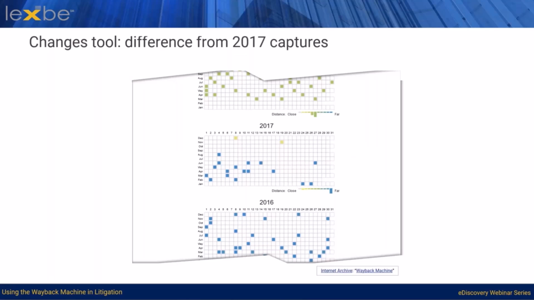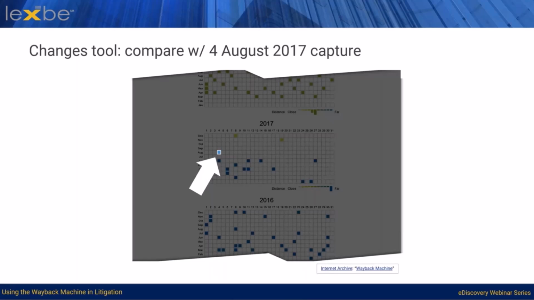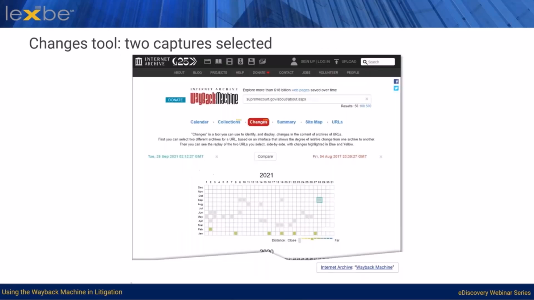As we scroll down the page to earlier years, as we might expect, we see the color shift from gray to yellow to green to blue to reflect that the captures that are more temporally distant from the 28 September 2021 anchor capture have increasingly divergent text. The most recent of the blue squares is 4 August 2017. This suggests that a major change to the text occurred between the time of this capture and the next. I'll click on the square for this capture to select it for comparison with the previously selected 28 September 2021 capture.